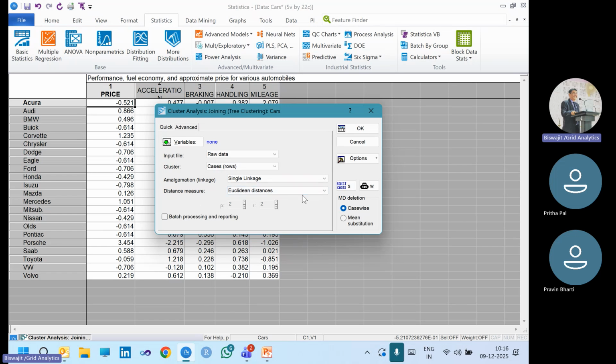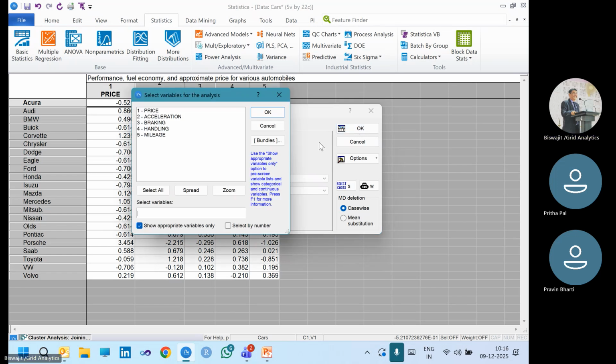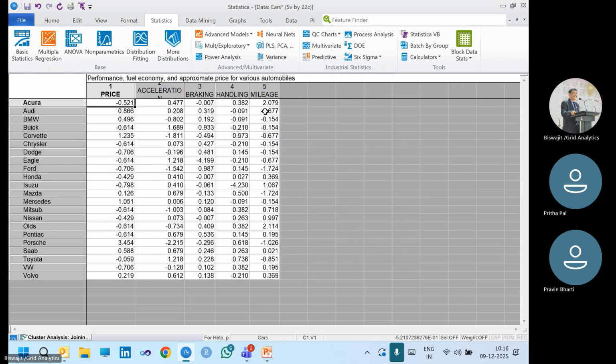Distance measure is the most important part of the cluster analysis. Statistica supports the squared Euclidean distance, city block Manhattan distance, Chebychev distance, power, percent disagreement, and Pearson. But the most widely used algorithm is the Euclidean distance. Let's go with this selection, right? I will take all these features. There are multiple ways I can select the features, right?